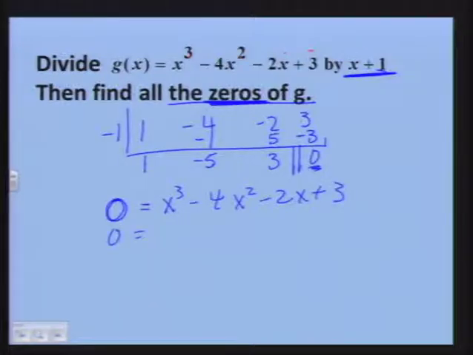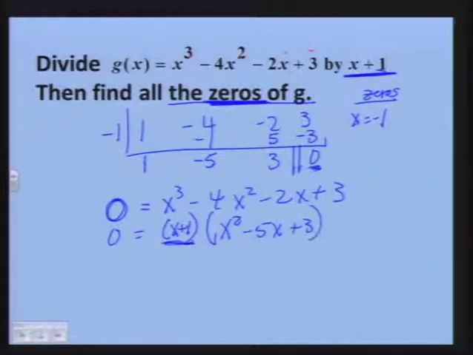And I already have a factor of x plus 1. Because one of the zeros is x equals negative 1. It came from this factor, or could come from it. The other factor that goes with x plus 1 is right here. X to the second minus 5x plus 3.